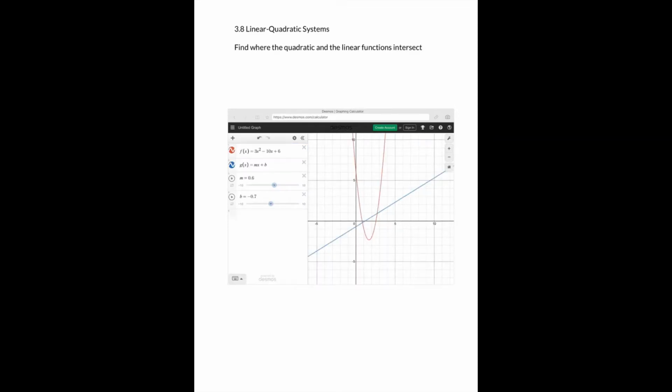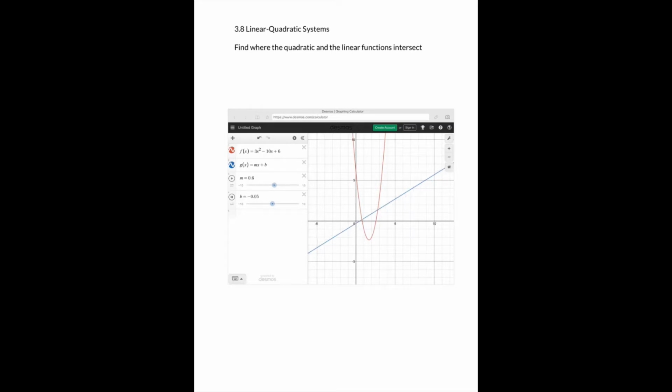This lesson we're going to look at linear quadratic systems, which means I'm going to give you a quadratic, I'm going to give you a linear, and you have to figure out where they intersect. So right now I've just got Desmos pulled up. I have one function, my red function, that's my quadratic. I have my blue function, there's my linear, and for that one I set up a slider, so that way we could kind of see what's happening.